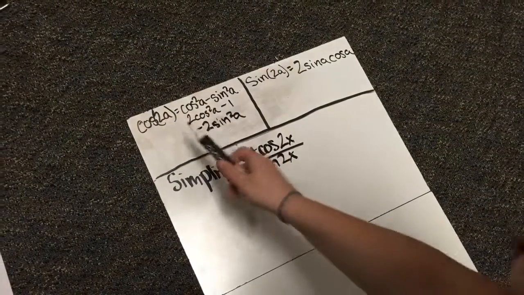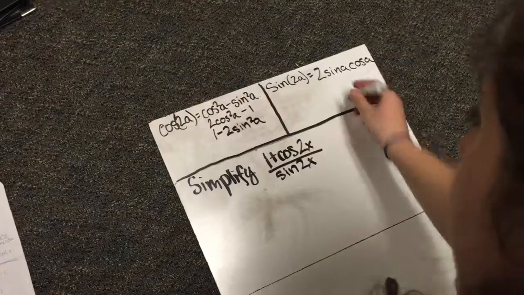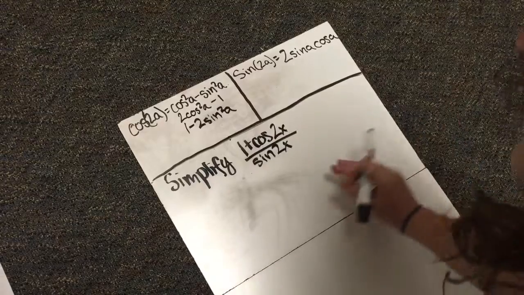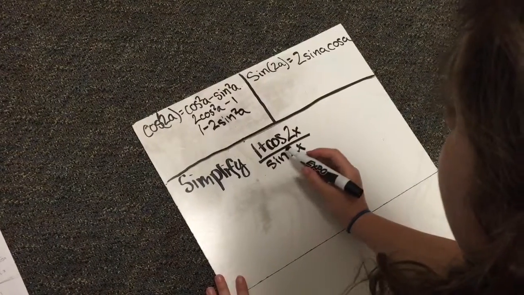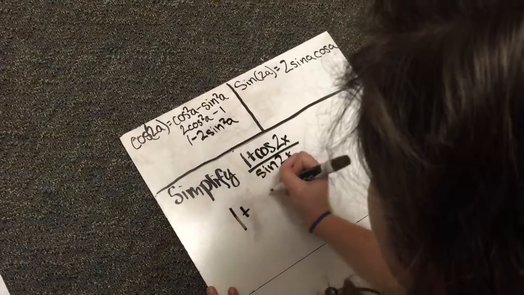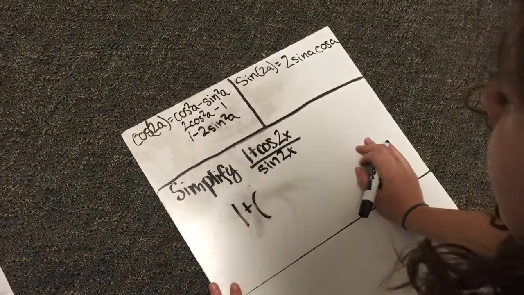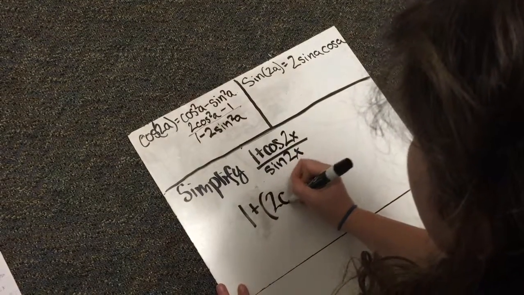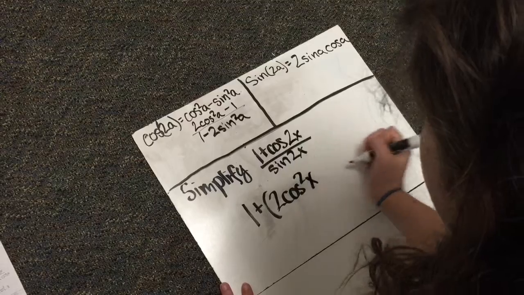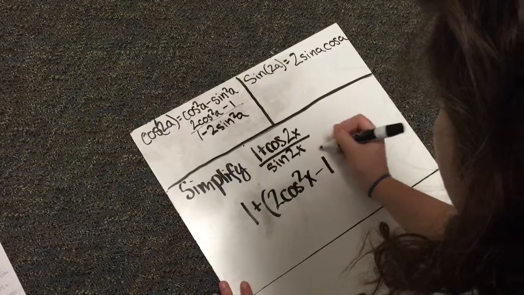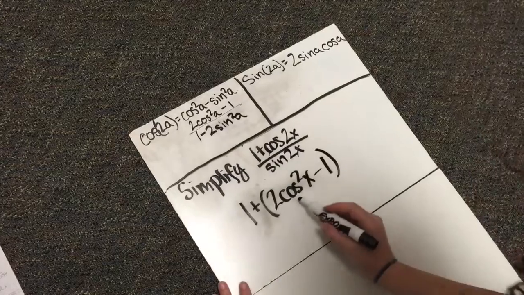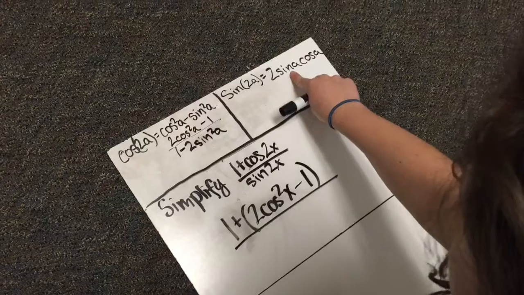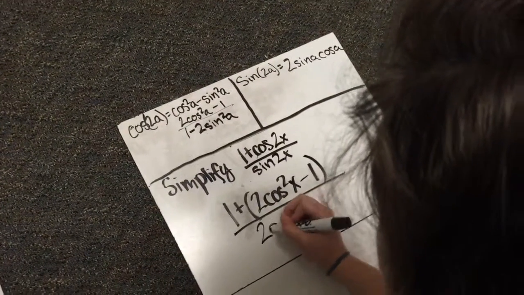So I'm going to be using double angle identities, so I have cosine and sine right here to simplify this expression. I'm going to start with the numerator, so I'm going to do 1 plus, and then in parentheses, I'm going to choose this one, 2 times the cosine squared of x minus 1. So I replaced cosine of 2x with that. I'm going to put that over, and I'm going to change sine of 2x to 2 sine x cosine x.